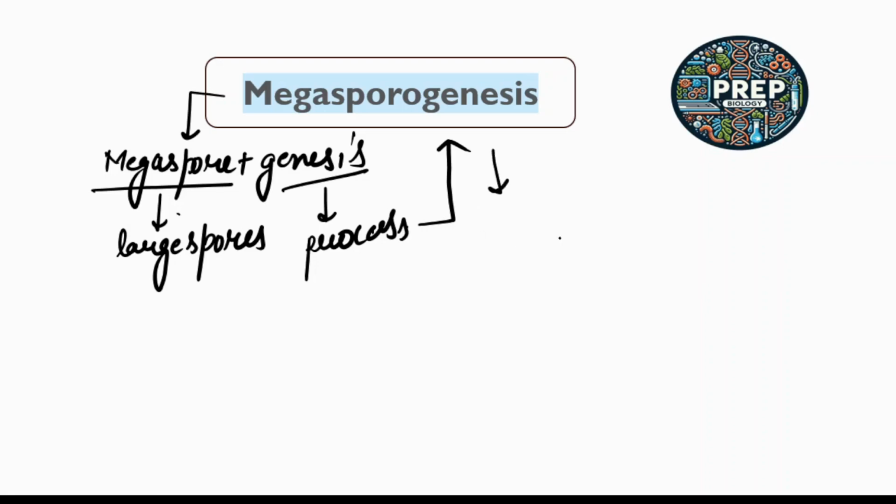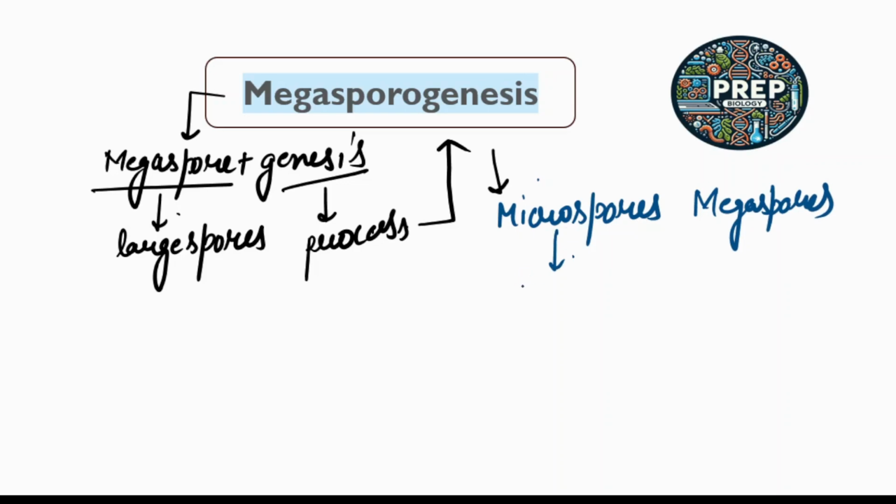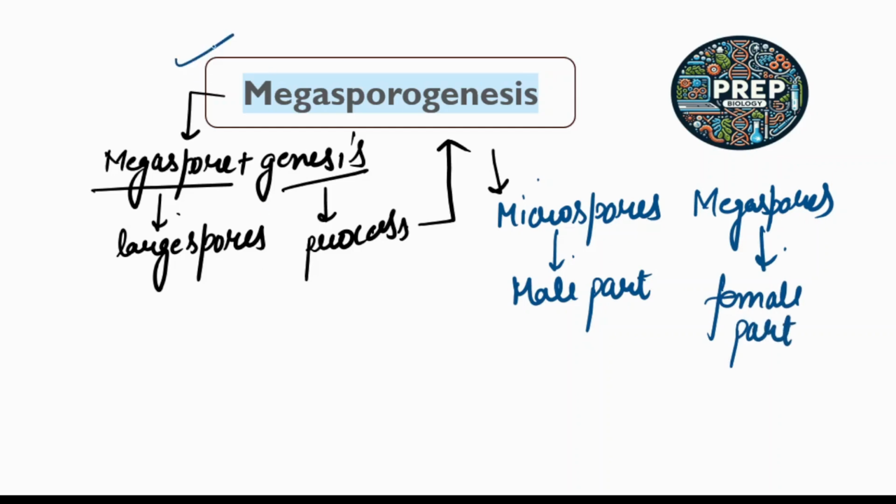We know that there are two types of spores in plants, that is the microspores and megaspores. Microspores are the male part and megaspores are the female part. So in this lecture we will understand the different stages of megasporogenesis, which occurs in the female reproductive part.